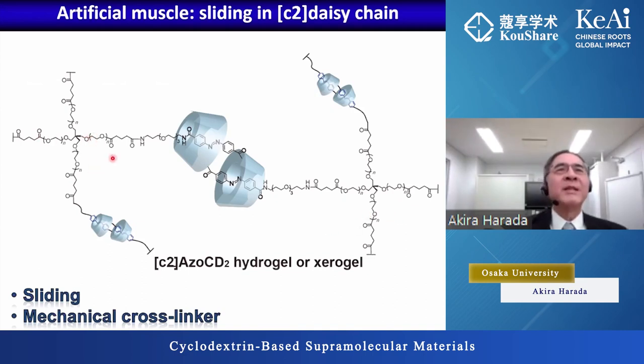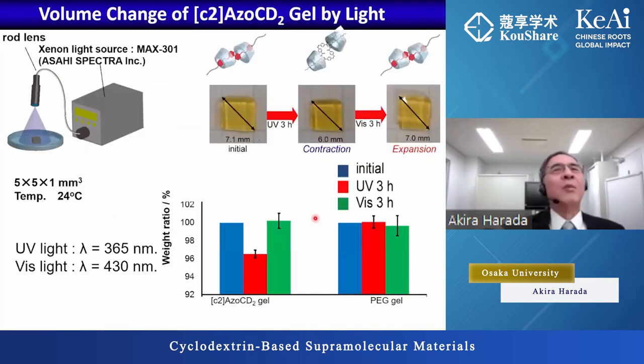Polyethylene glycol chains are soft and flexible enough to integrate molecular motion into macroscopic movement of polymeric materials. When the gel including the cyclodextrin daisy chains, as an azobenzene daisy chain, was irradiated by UV light at 350 nanometers, the gel shrunk by 5% by weight. However, when the gel was irradiated by visible light, 430 nanometers, the shrunk gel expanded and came back to the original shape and size right here.